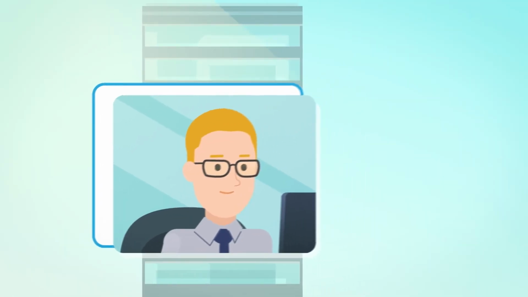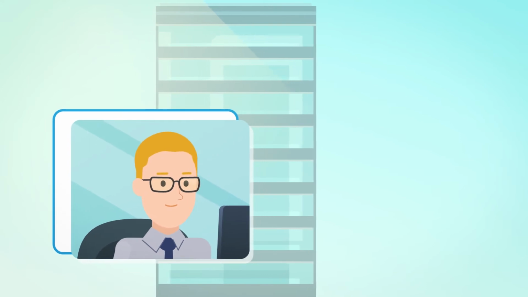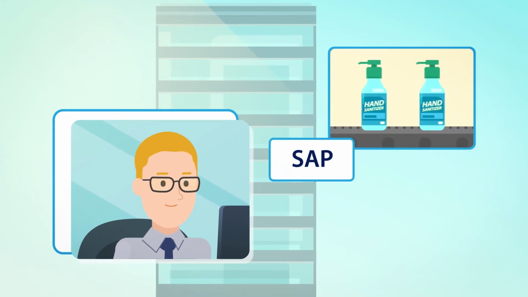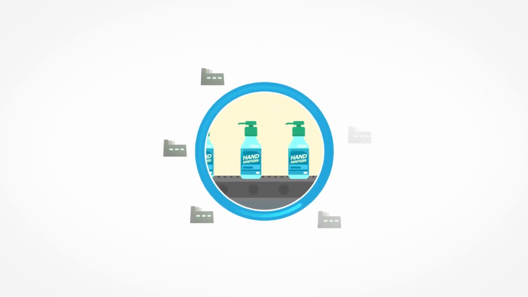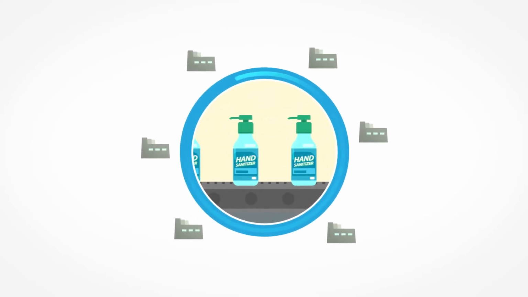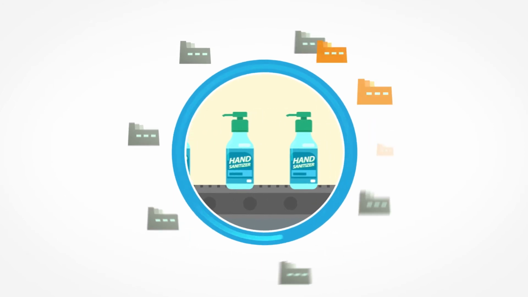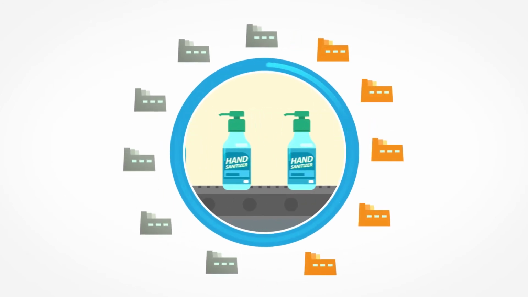Meet Chris, who oversees distribution at a company which runs on SAP and manufactures hand sanitizer. Demand has increased for the product, and production has increased at all of their many plants. Chris decides to introduce new production at 5 more plants to meet the demand.